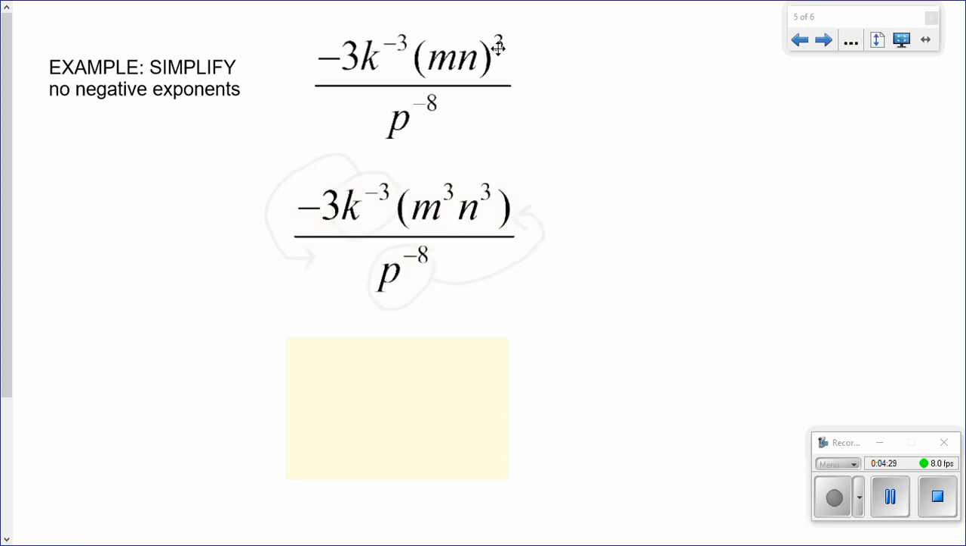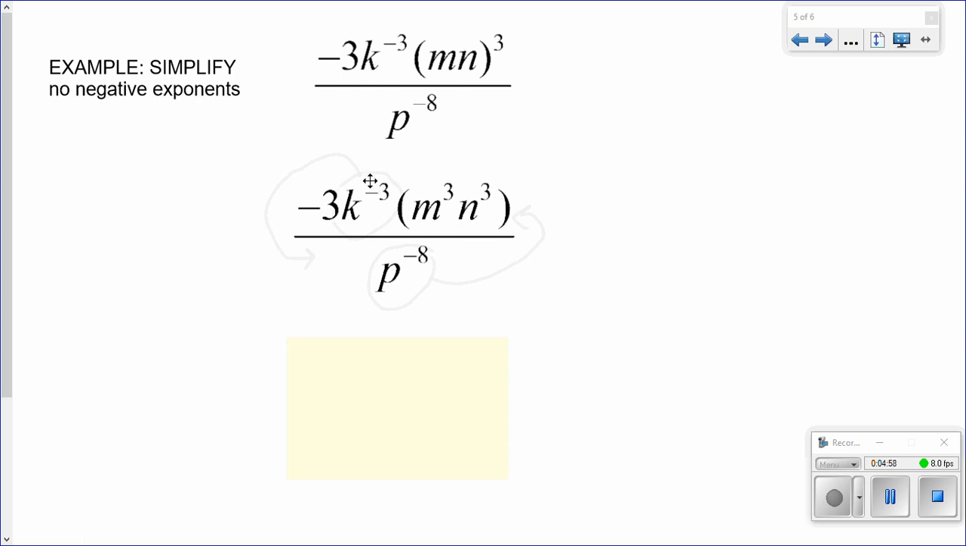So I first distributed this 3 to the m and to the n. Now, I don't really need these parentheses here. I just left them to keep them separated from the negative exponents because I didn't want to get confused and think they also had negative exponents. So I just left them in parentheses. I can get rid of them anytime I want. It's just so I know where things are. Okay.